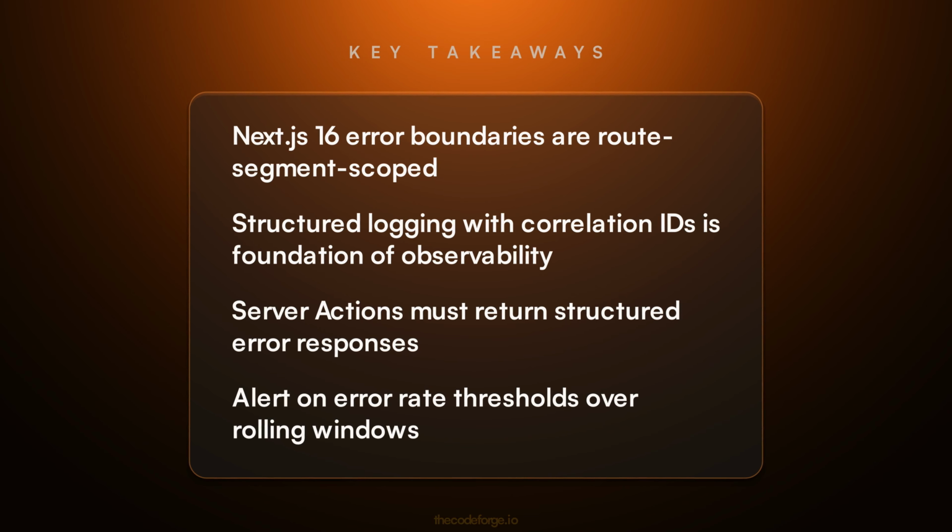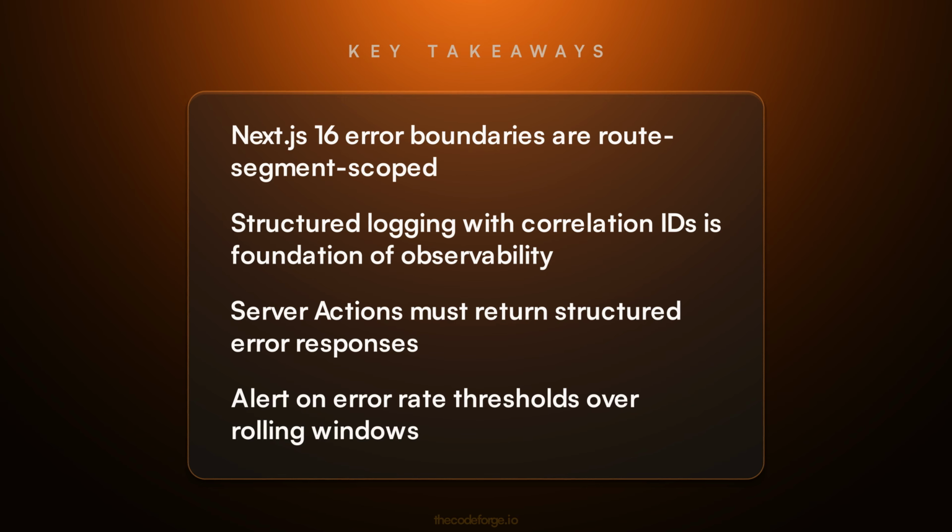Next.js 16 error boundaries are root segment scoped. Structured logging with correlation IDs is the foundation of observability. Server actions must return structured error responses. Alert on error rate thresholds over rolling windows.